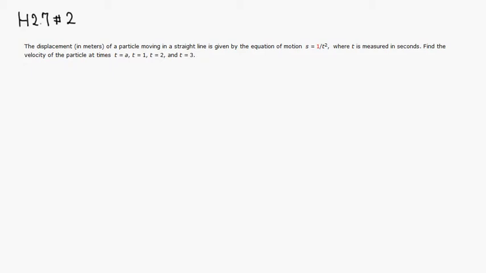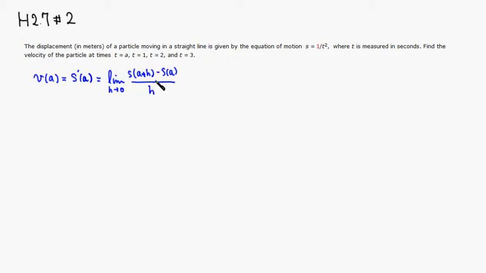Alright, so we need to find the derivative, so velocity at a is really the same thing as s prime of a. Right, so let's find that. So this is going to be the limit as h approaches 0 of s of a plus h minus s of a, all over h.